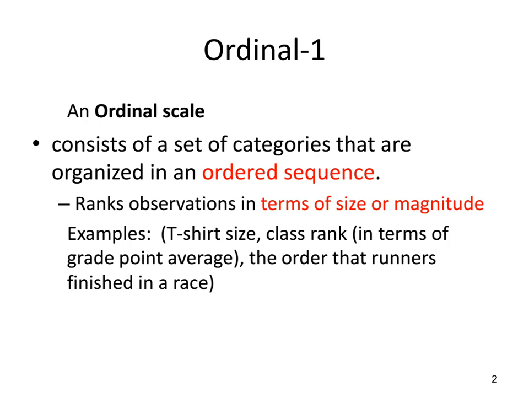An ordinal scale consists of a set of categories that are organized in an ordered sequence. So we often talk about rank observation here. So for example, you think about people running in a race. The individual that came in first had the fastest time, who came in second had the second fastest time, and the person who came in third had the third fastest time.